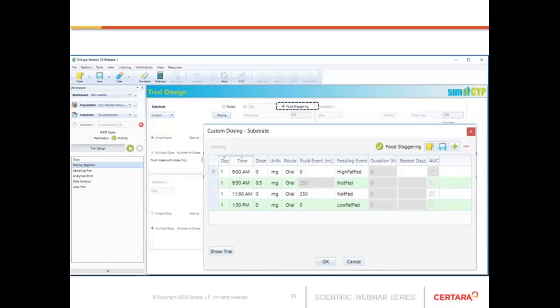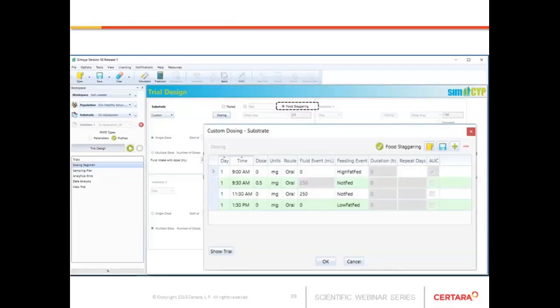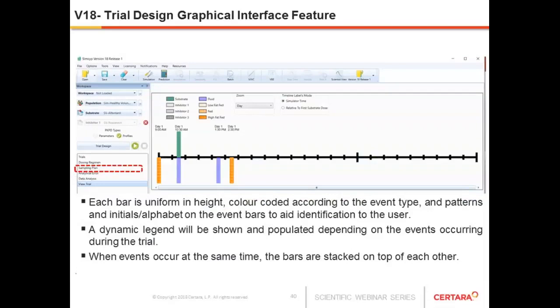This is the second aspect of the wishlist item, that we now have this trial design graphical interface, where the design you have set within the food staggering custom dosing pop-up can now be visualized within the simulator. So this interactive design will help to transfer these designs to your reports, which are generally used for regulatory submissions.